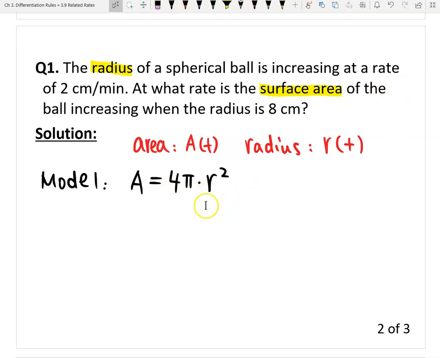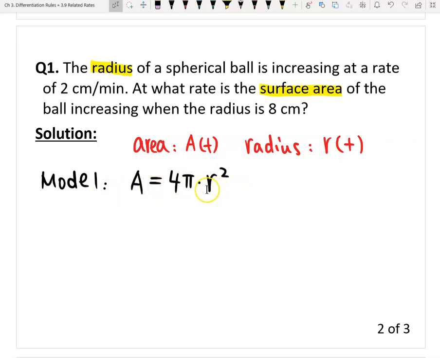And this is a formula we learned before. And in the formula, this is a model now. All you say is an equation. A is a function of t. R is also a function of t. So we did the first step. Now we link the two variables together in one model, right?